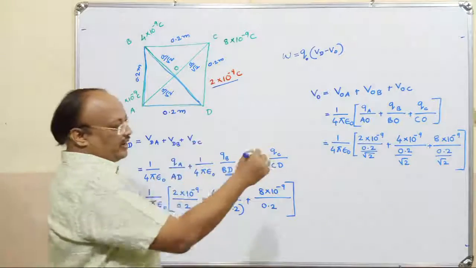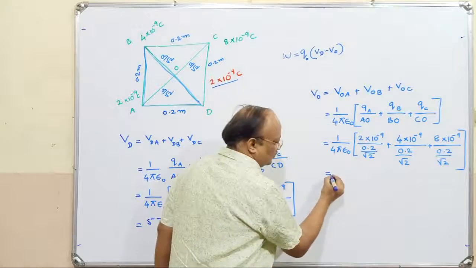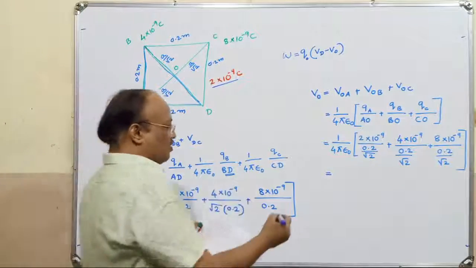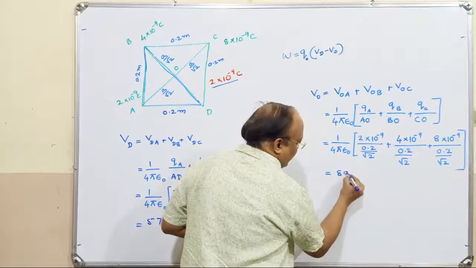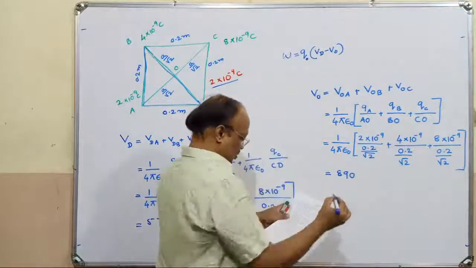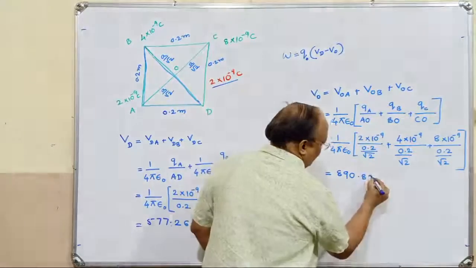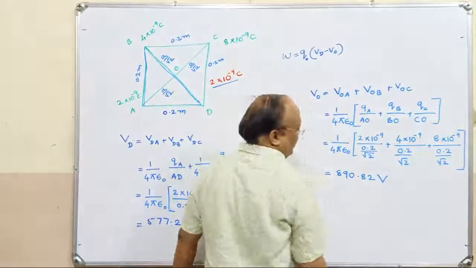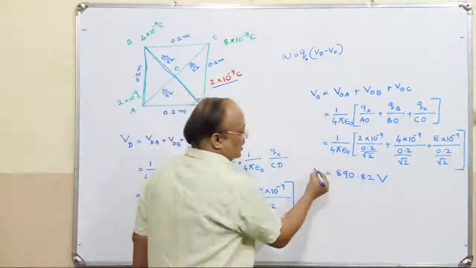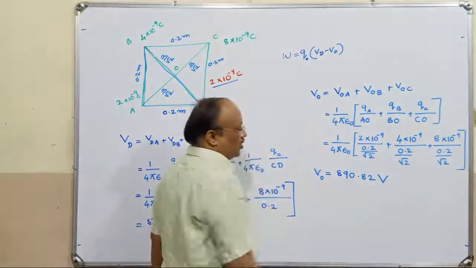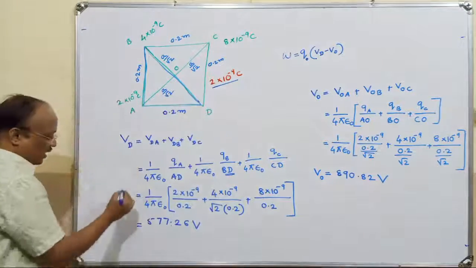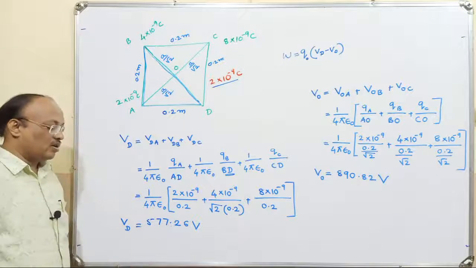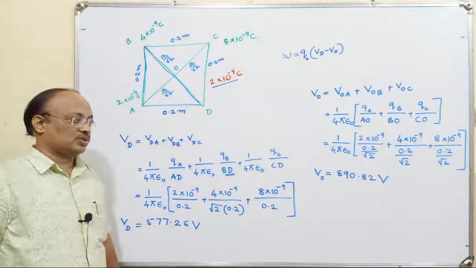So if we calculate this value, calculate it later on. So I got it as 890.82. 890.82. This is potential at O. And potential at D we got it as 577.26.